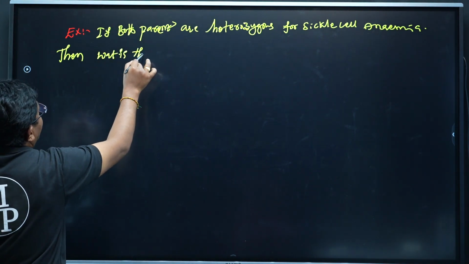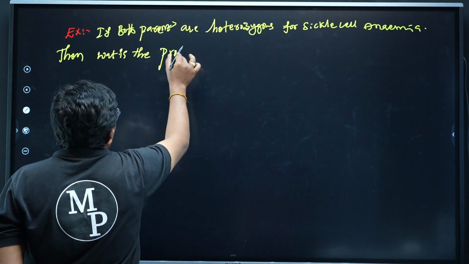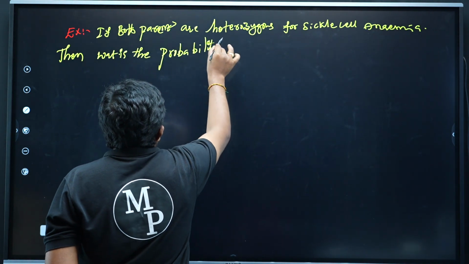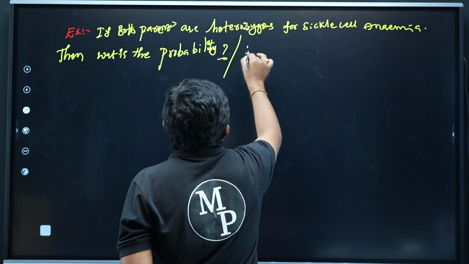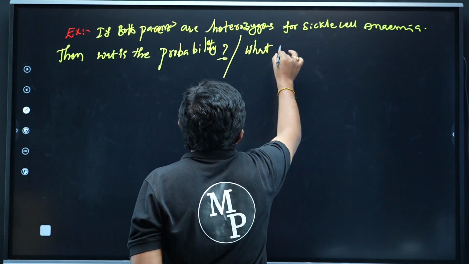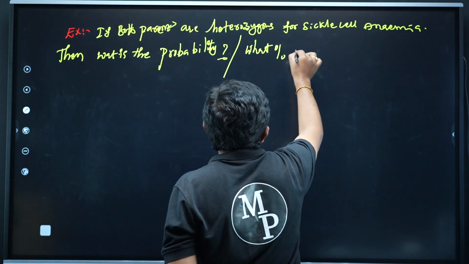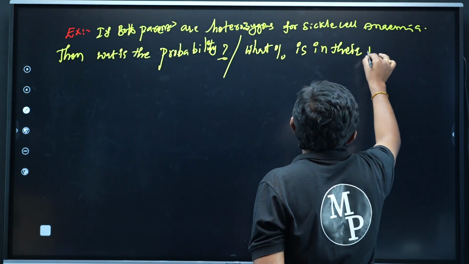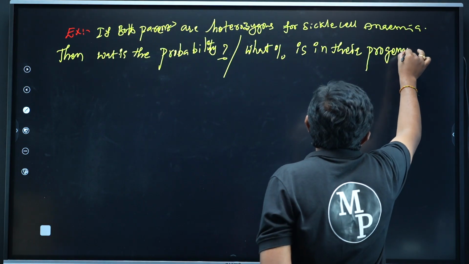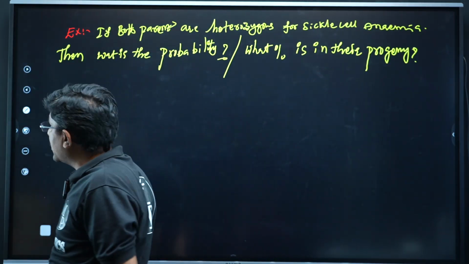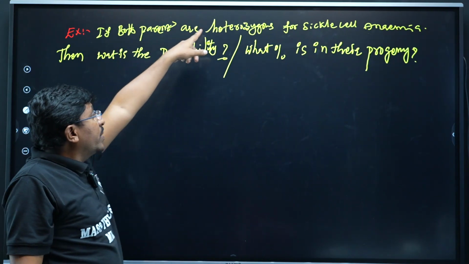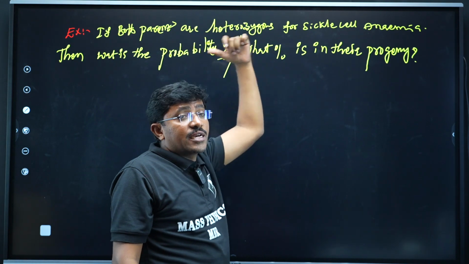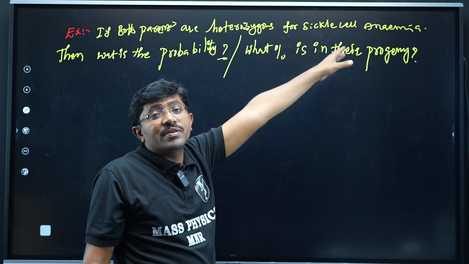What percentage is affected in their progeny? Here two questions are there. If both parents are heterozygous for sickle cell anemia, what is the probability of sickle cell anemia in their progeny? And what is the percentage in their progeny?